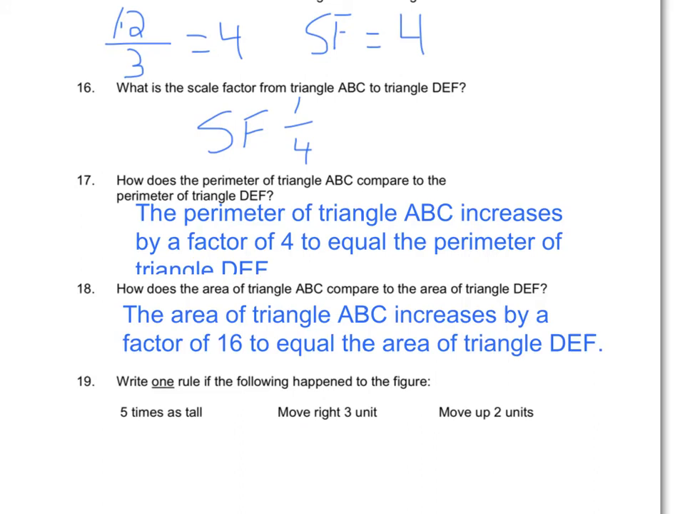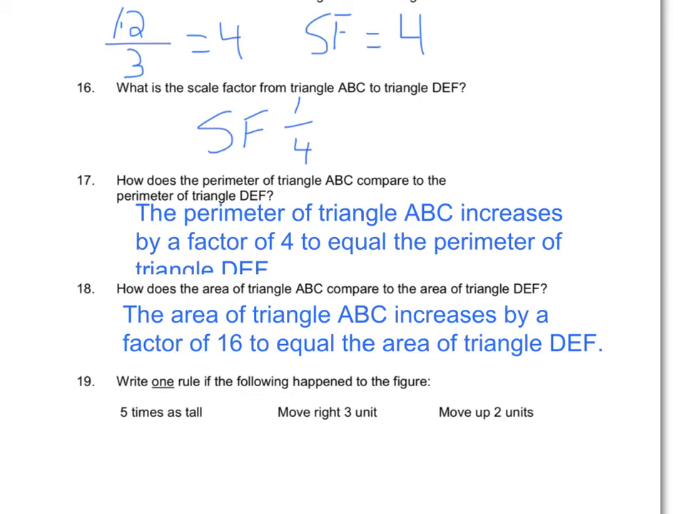Alright, number 17 asks, how does the perimeter of triangle ABC compare to the perimeter of triangle DEF? So the perimeter of triangle ABC will increase by a factor of 4, because we found that the scale factor is 4, to equal the perimeter of triangle DEF.